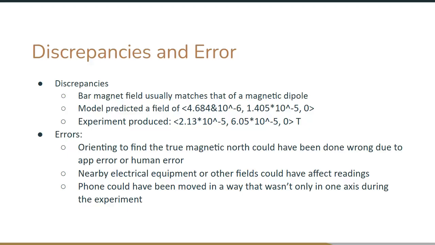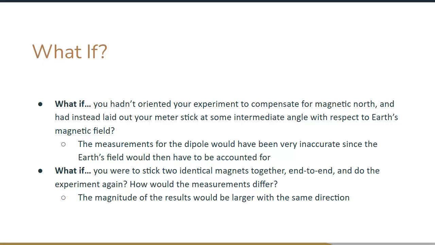These differences likely come from measurement and alignment errors. Possible sources of error include misalignment when finding magnetic north, nearby electronic or metallic objects that distorted the readings, or small tilts or shifts in the phone's position as it was moved along the meter stick. If I had not compensated for magnetic north, the Earth's magnetic field would have significantly interfered with the readings, leading to completely inaccurate dipole measurements.